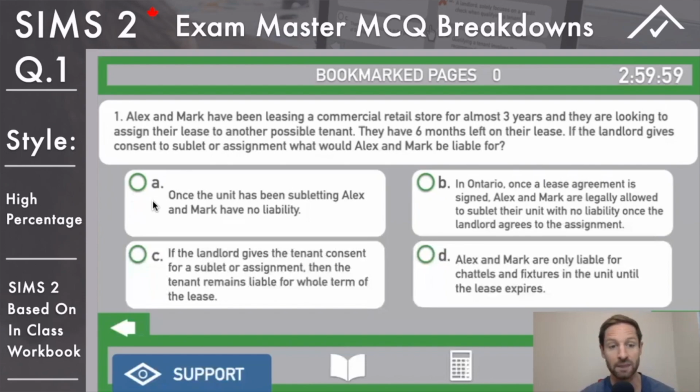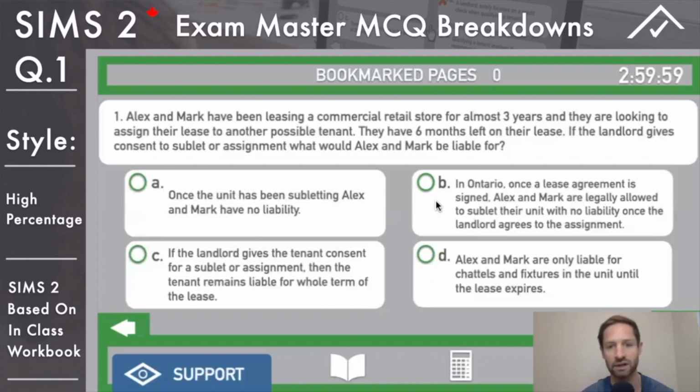Okay. A, once the unit has been sublet, Alex and Mark have no liability. Okay. So we know this, or you're learning this. They will be liable for at least something, maybe everything. Let's find out. B, in Ontario, once a lease agreement is signed, Alex and Mark are legally allowed to sublet their lease with no liability once the landlord agrees to the assignment. Okay, so there is some liability, but that answer doesn't sound bad, if you know what I mean.